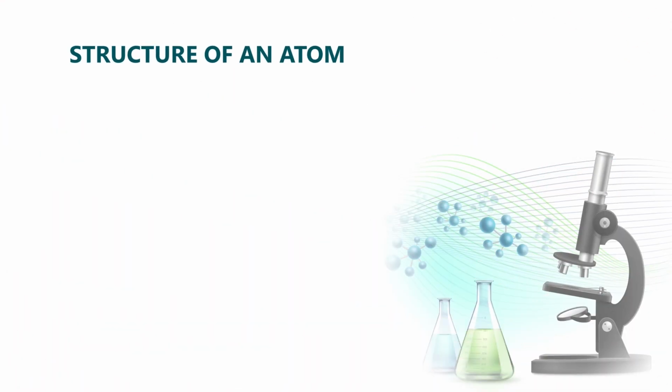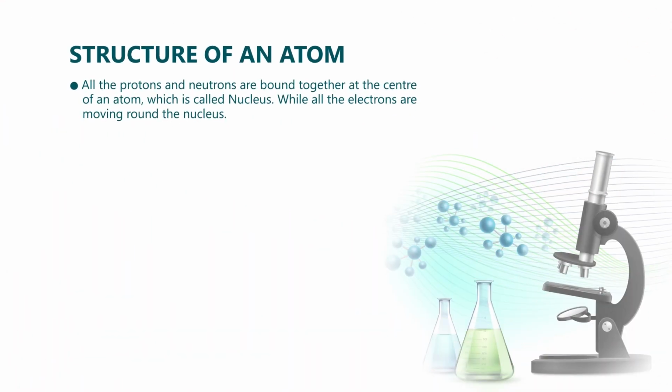Structure of an atom. All the protons and neutrons are bonded together at the center of the atom. This is called the nucleus, while all the electrons are moving around the nucleus. So, we can say that the nucleus, also known as the center of an atom, is where all the protons and neutrons are bonded together, while the nucleus is surrounded by the electrons. The entire electron population is in motion.